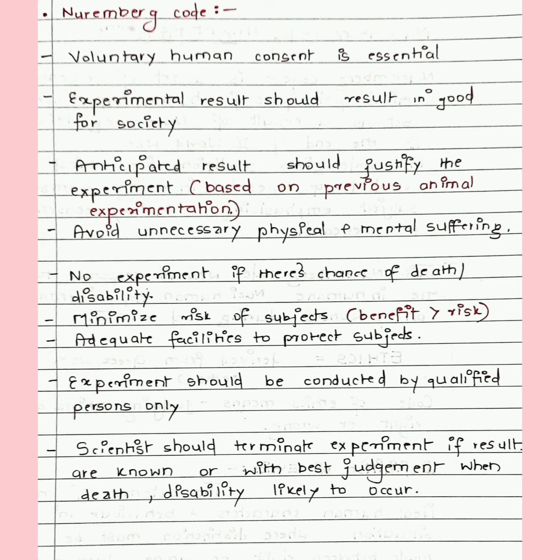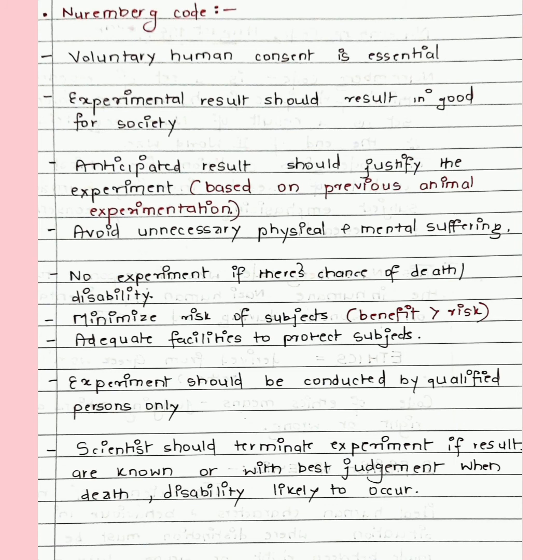So the 10 codes are: voluntary human consent is essential. Experimental results should be for the good of society. The anticipated results should justify the experiment, that is, it must be based on previous animal experimentation. Avoid unnecessary physical and mental suffering of the human subjects. No experiment should be conducted if there is a chance of death or disability. The risk should not exceed the benefit, that is, minimize the risk to subjects. Adequate facilities should be present to protect the subjects.